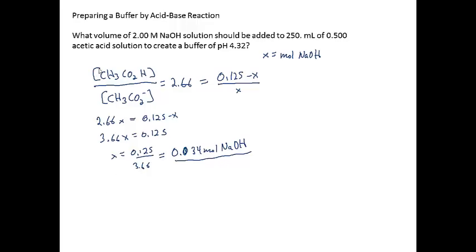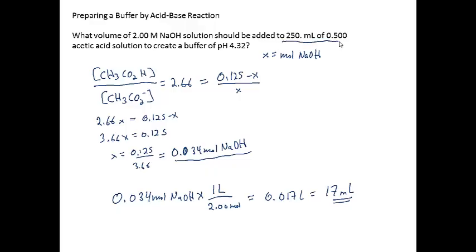We then use the concentration of our sodium hydroxide solution to figure out what volume that would be. So it's 0.034 moles of NaOH times 1 liter for every 2 moles. That comes out to 0.017 liters, which means 17 milliliters. So to create this solution, you would take 250 milliliters of 0.5 molar acetic acid and add exactly 17 milliliters of exactly 2 molar NaOH, and then that solution will have the correct pH of 4.32.